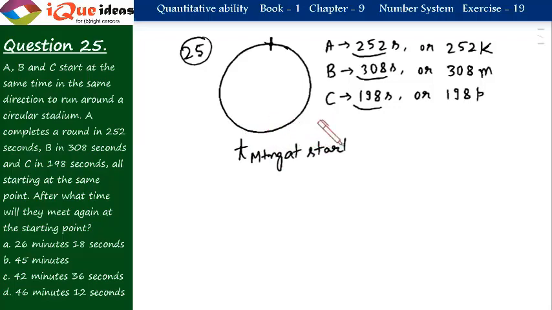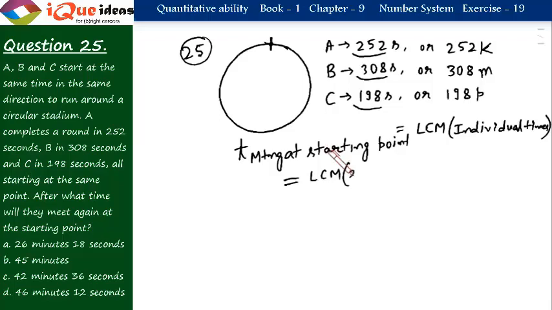Meeting at the starting point is always equal to the LCM of individual times, the LCM of individual times to take one round. You can directly use this as a formula. The time duration for the starting point meeting will be the LCM of the individual times. So we need to find the LCM of 252, 308 and 198. Whatever method you want to use, you can use.